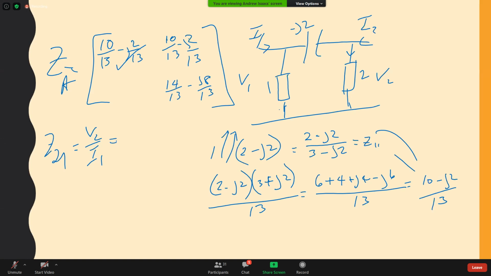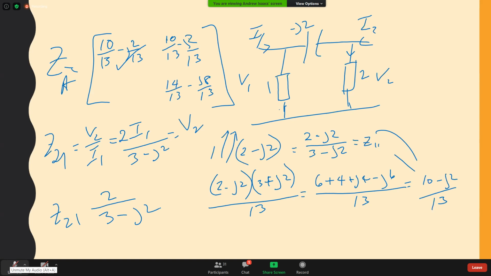Oh, I see the mistake I made now, sir. So you use current divider, so it would be I1 times 1 over 3 minus 2J. Agreed? Yes, sir. And so when you multiply to get V2, it will be 2I1, and that's equal to V2. Agreed? So it means that Z21 would be equal to 2 over 3 minus J2. Agree, sir. Good.